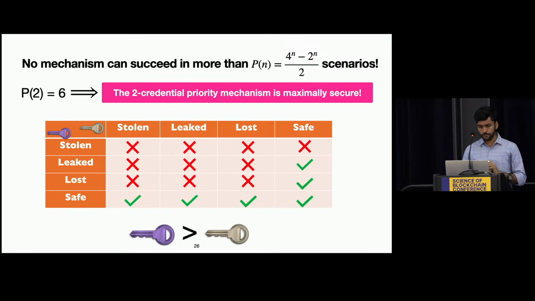Now the intuition for the result is maybe somewhat easy to see. I hope it is easy to observe that, especially in the 3x3 matrix where both the credentials are not safe, there's no way that we're ever going to win. And then we have a result showing that a win in certain scenarios leads to a loss in some other scenarios. And that allows us to come up with this number of 4 to the power n minus 2, to the n by 2, which in the case of n equals 2 leads to 6. And that is the size of the profile of the 2-credential priority mechanism we saw before.